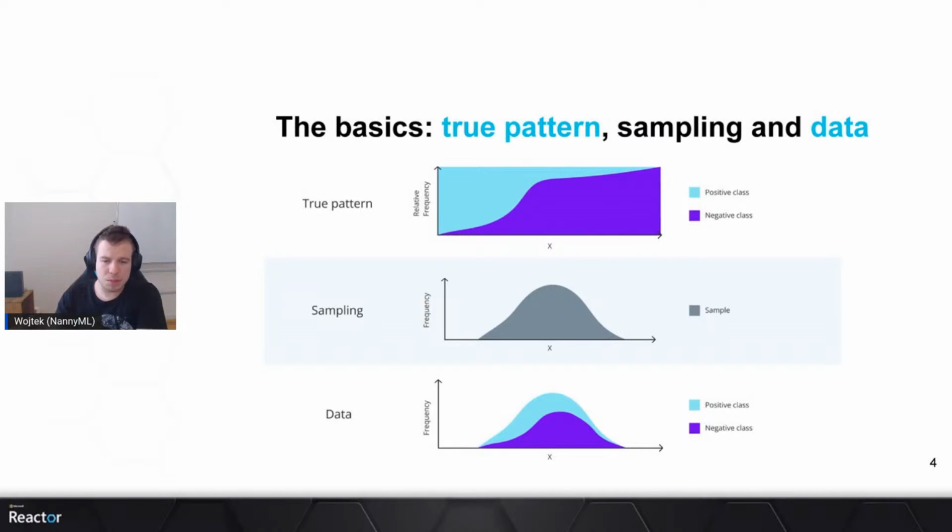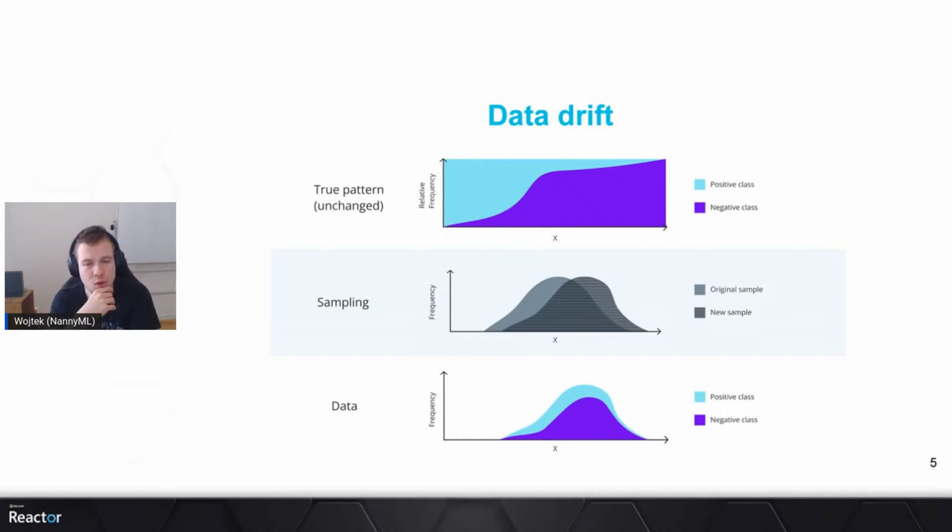And now, as we deploy the model, these things can change. True pattern can change, and sampling can change. And let's evaluate what happens if they do change. So first, let's talk about the data drift.